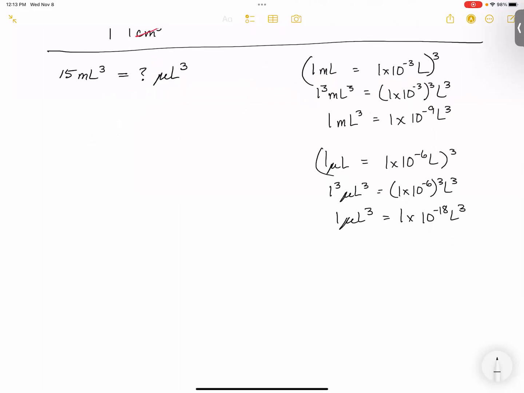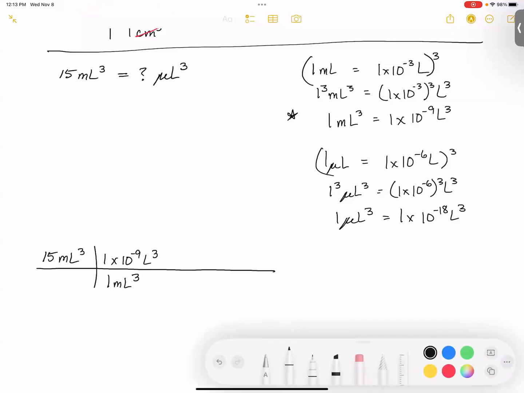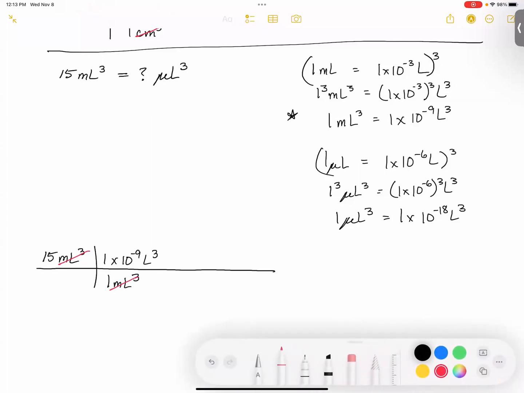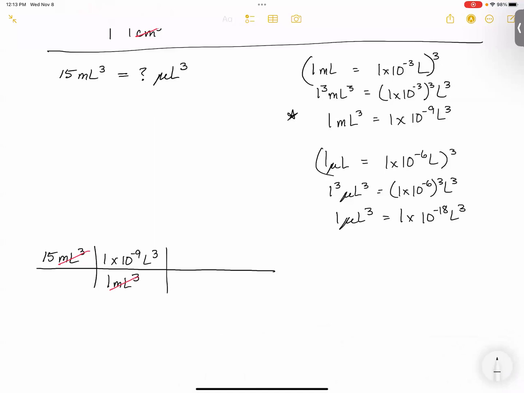Now that our units are cubed, we can do this math problem. We start with the 15 milliliters cubed. The first conversion factor we're going to use is the top one, and we're going to place the milliliters cubed in the denominator with the liter cubed in the numerator, so that the unit would cancel out. And I'm left with liter cubed.